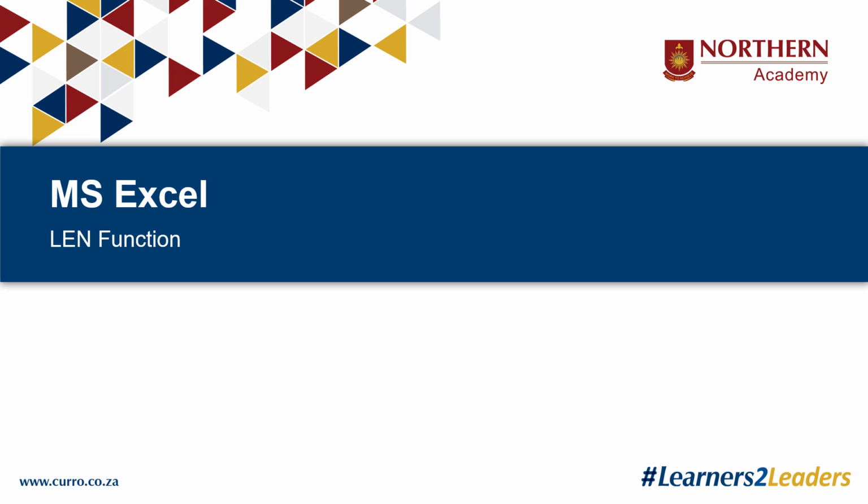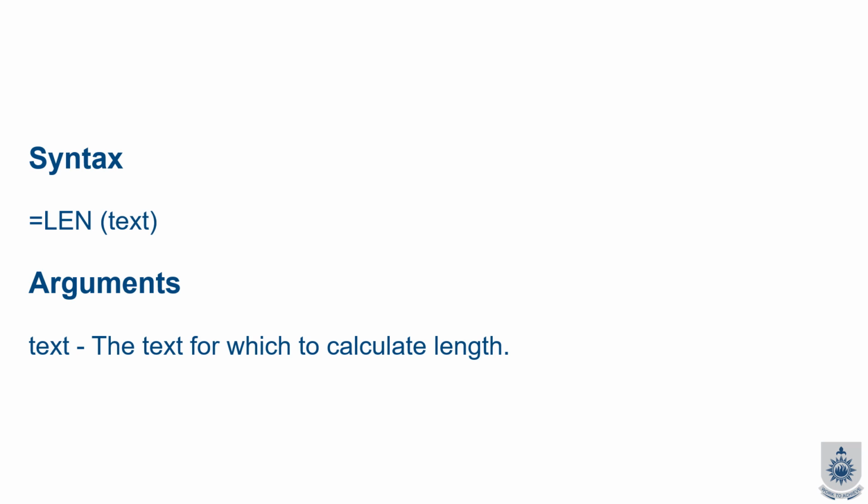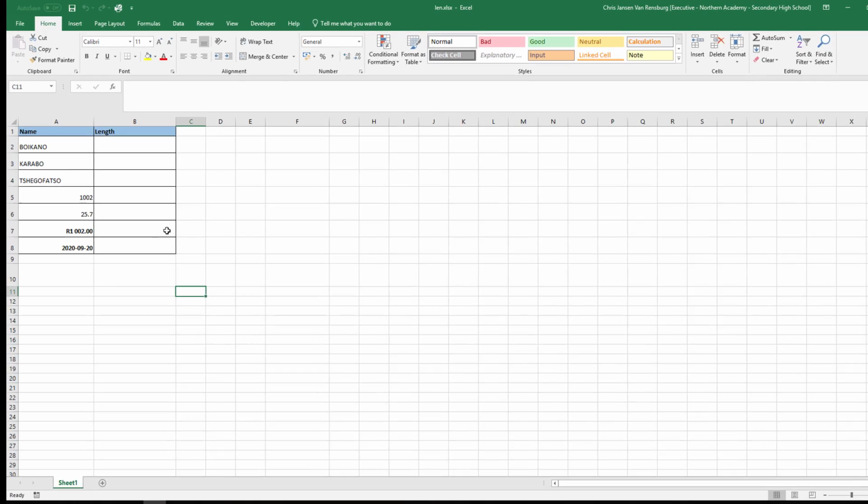Excel LEN function. The Excel LEN function returns the length of a given text string as the number of characters. LEN will also count characters in numbers, but number formatting is not included. It will return the number of characters. Very simple function: equals LEN, and then just simply the text. And the text is the value for which you're going to calculate the length.